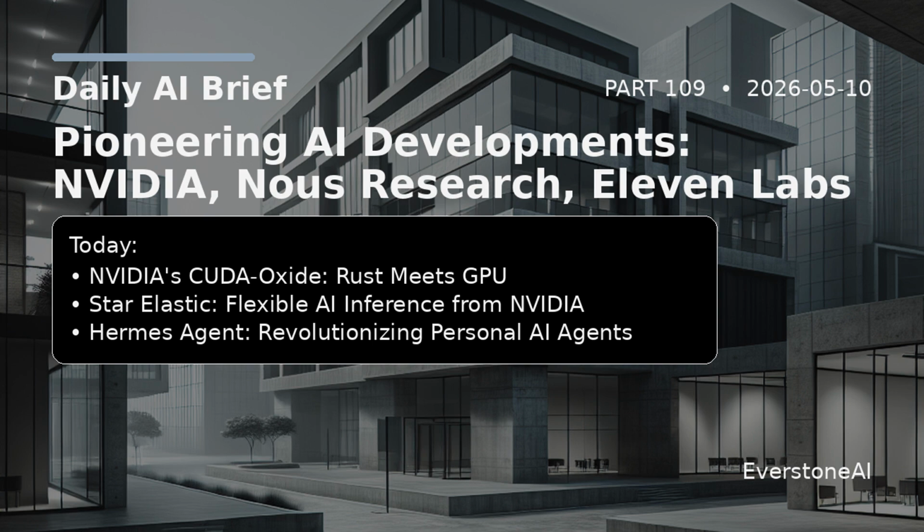To see Star Elastic in action, check out NVIDIA's documentation for integration guidelines. You can deploy sample models using the framework and experiment with parameter settings to see firsthand how it influences performance. For developers eager to explore, NVIDIA also offers a GitHub repository with demos that clearly illustrate how to harness the power of Star Elastic.